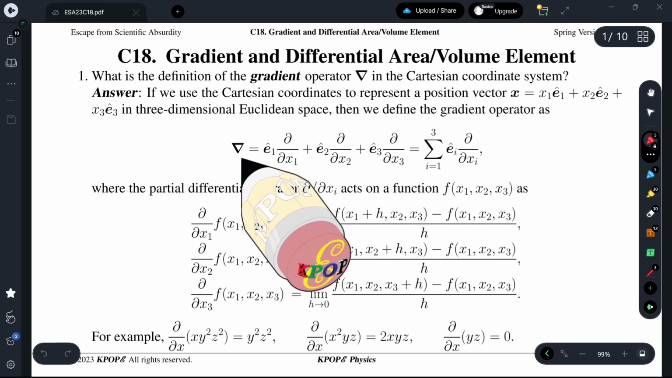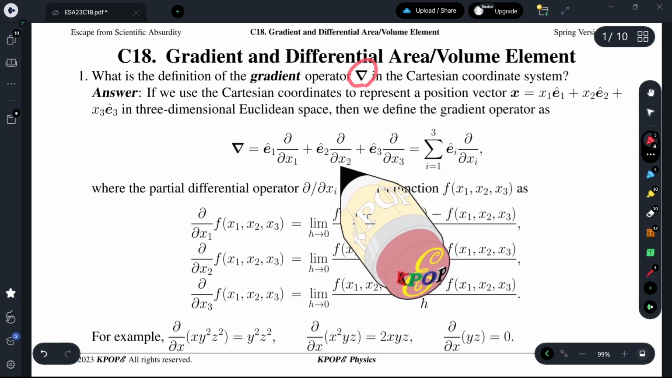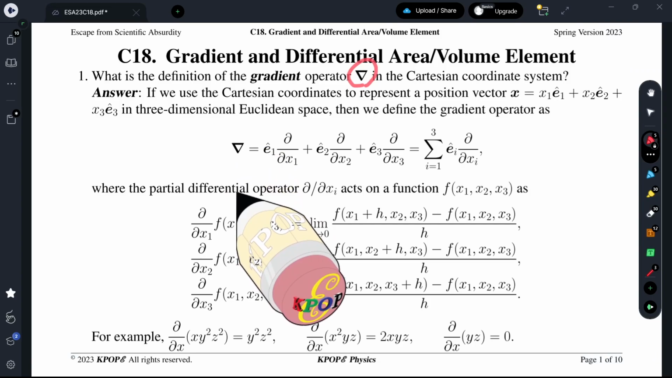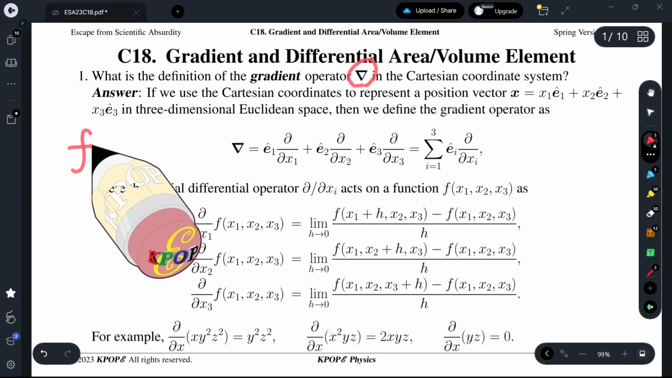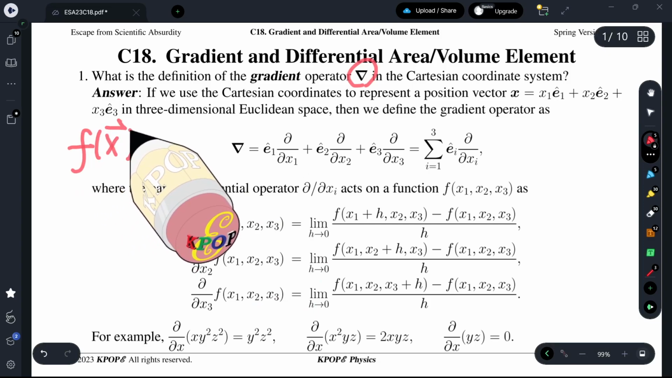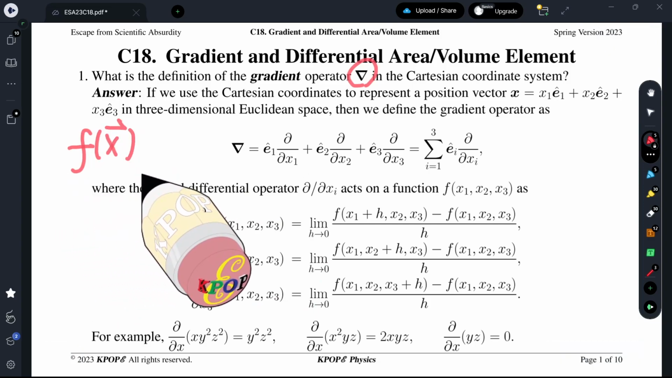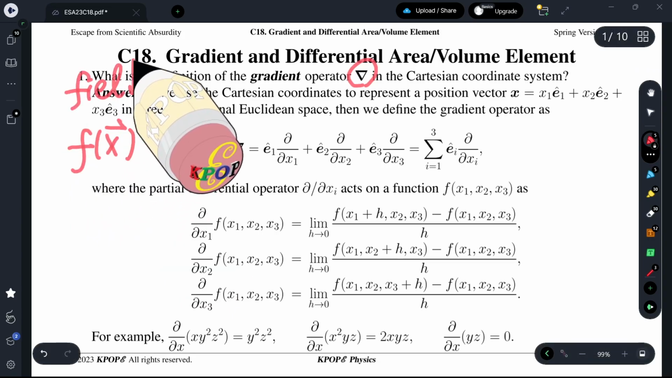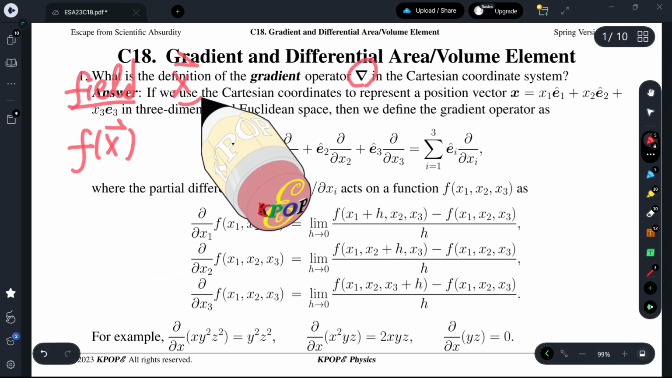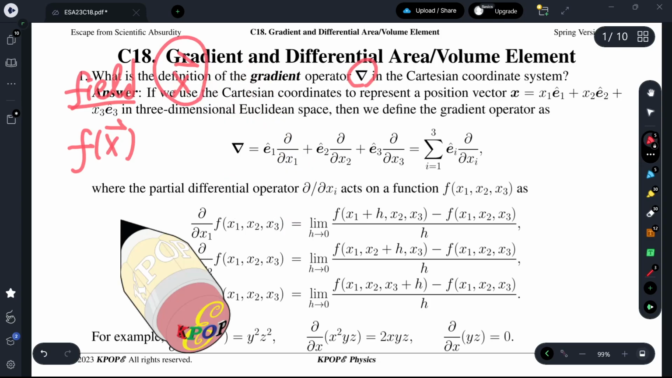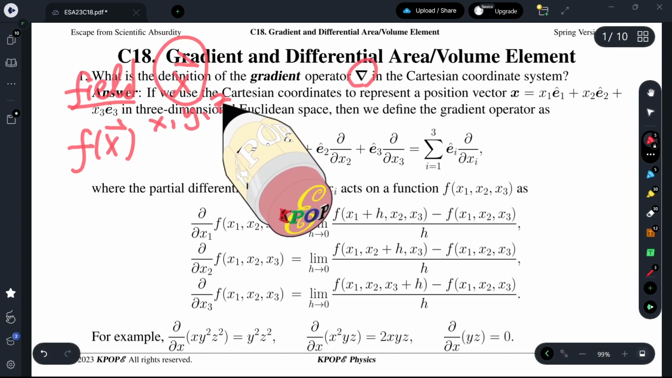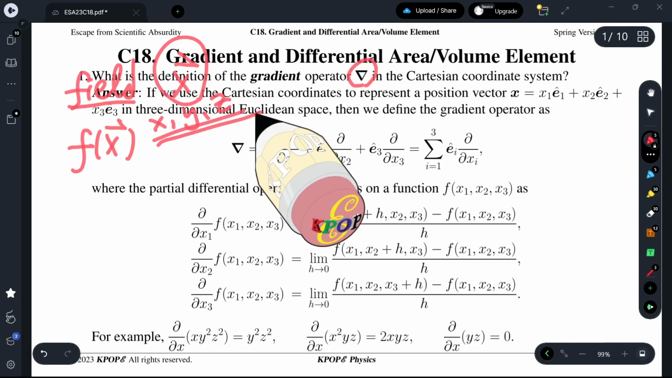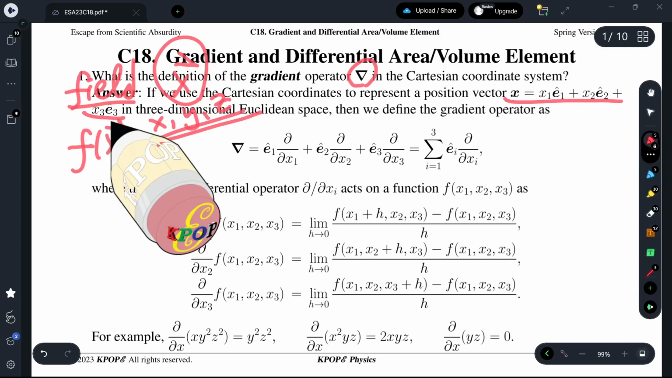First, we consider the gradient operator. The gradient operator is a vector operator. Usually it is applied to a scalar function, and in physics we say scalar field. Field means it is a function of a position vector. A position vector can be expressed in the Cartesian coordinate system with 3 coordinates x, y, and z.